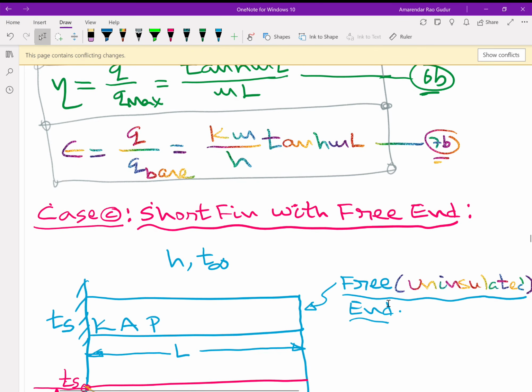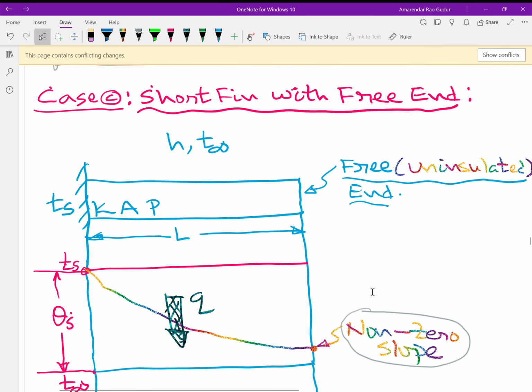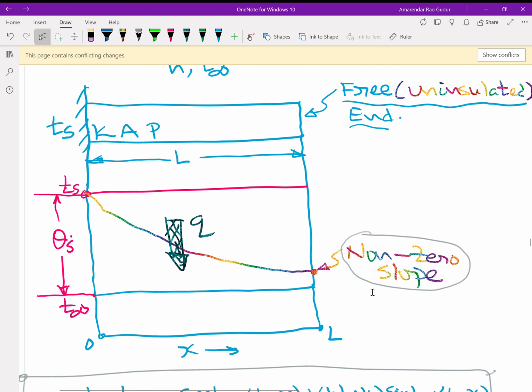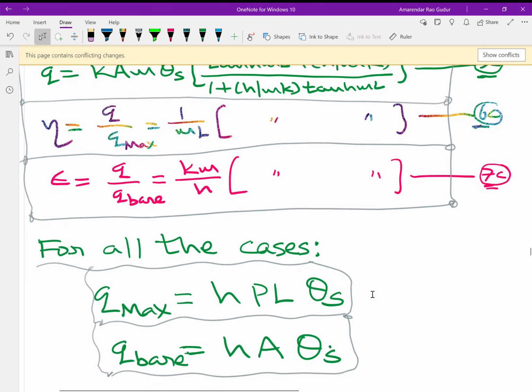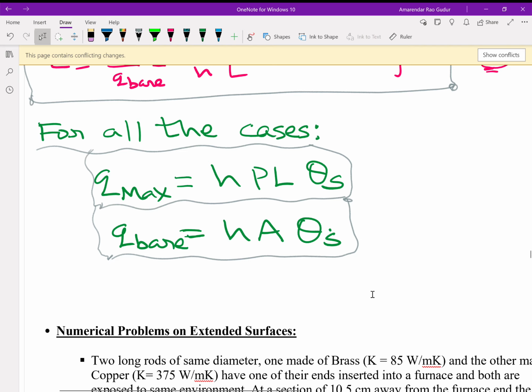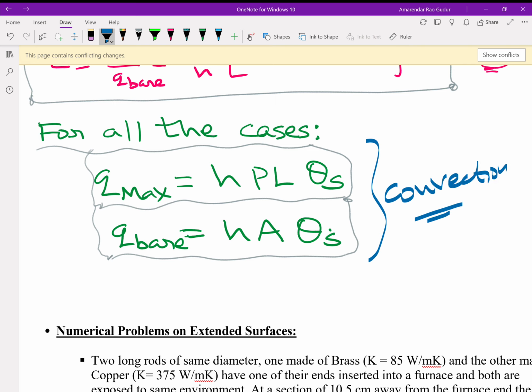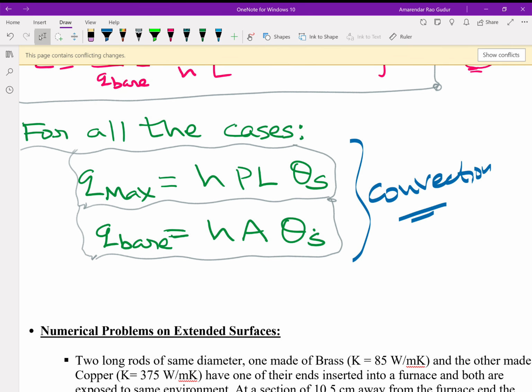Then one can go for a slightly intricate case, short fin with free end, so the end is allowed to lose the heat. Again one can apply appropriate boundary conditions and you can get slightly lengthier equations for temperature distribution, heat transfer rate, efficiency and effectiveness. Right. And one can have so many other cases, and appropriate boundary conditions can be applied and C1 and C2 can be evaluated. And we realize that for all these cases, Qmax is hPL theta s and your Q bare is hA theta s. Both of them are happening only by convection, pure convection. Okay. And these equations can be used in order to solve quite a number of problems.